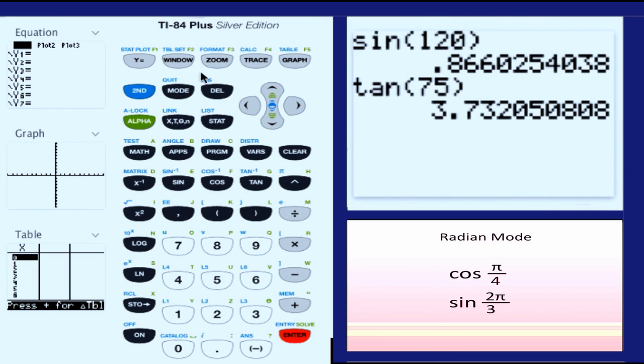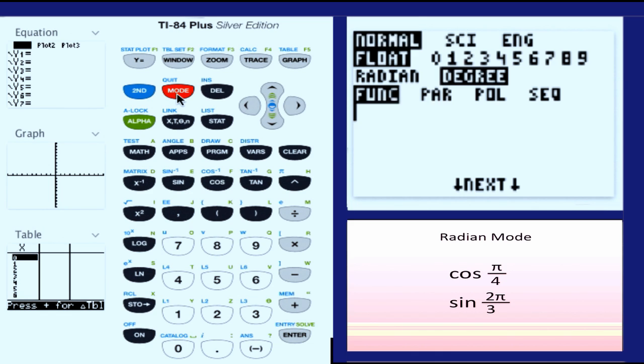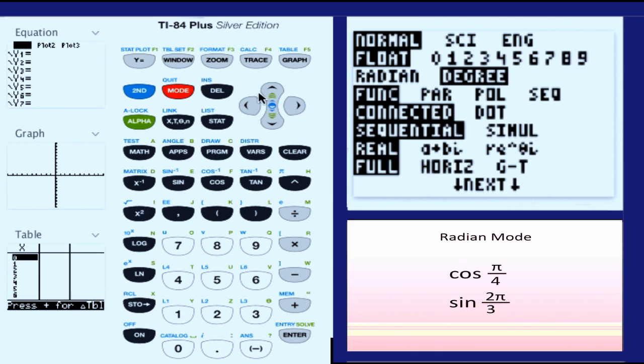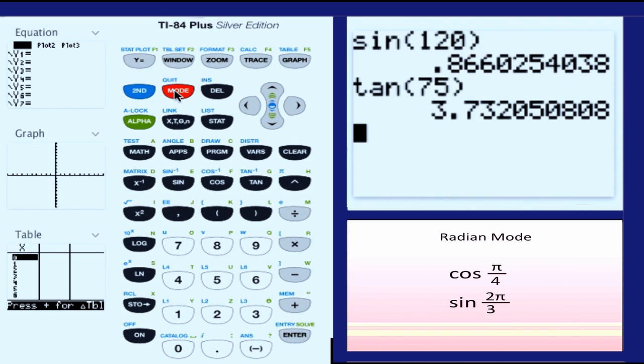Now, let's try some in radian mode. So again, we have to change our modes. Go back to the mode button, and because we had changed it to degree, we need to scroll down, and now highlight radian. See how it's blinking? Then we're going to press enter to change it back to radian mode. And now we need to quit this screen or to come out of this screen. So we're going to press second and mode, which is the quit button.